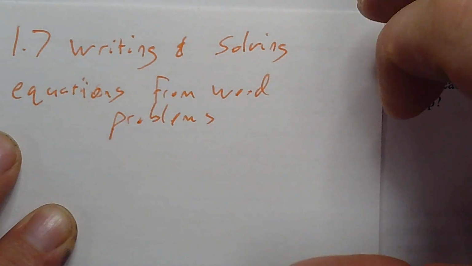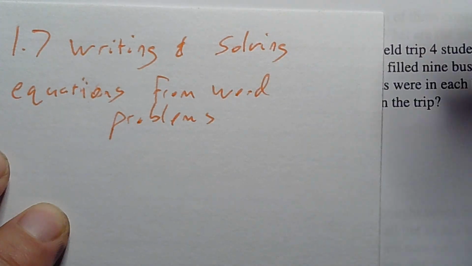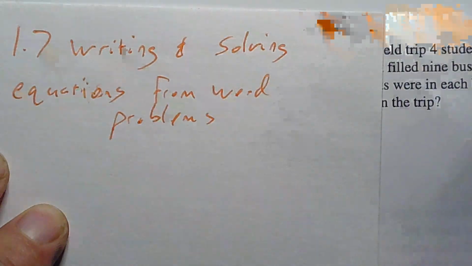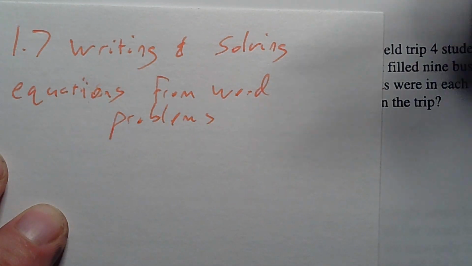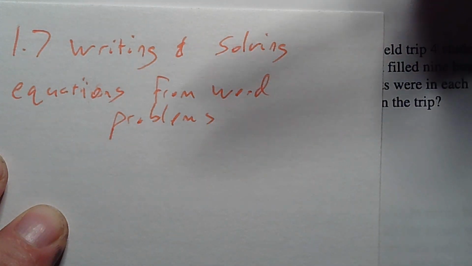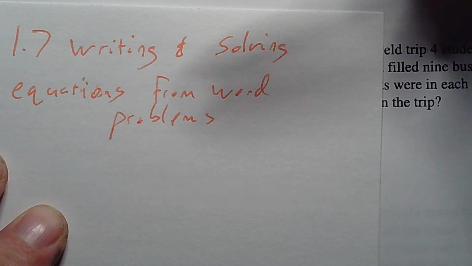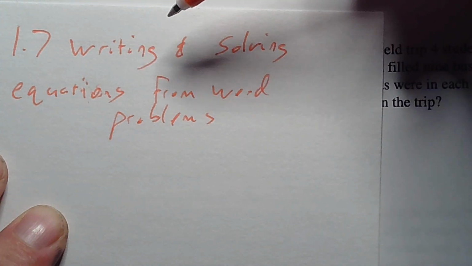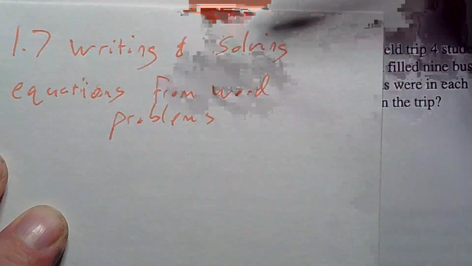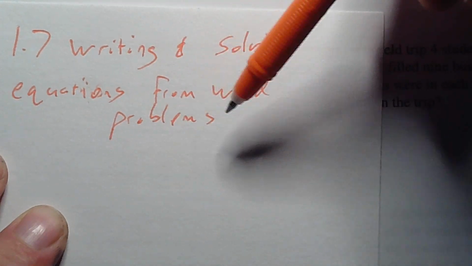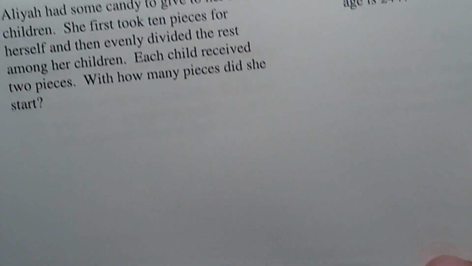All right, this is 1.7, solving and writing equations from word problems. And you should be able to, after this, form an equation and solve it, given just some information in a word problem. Right, so here is the first one.